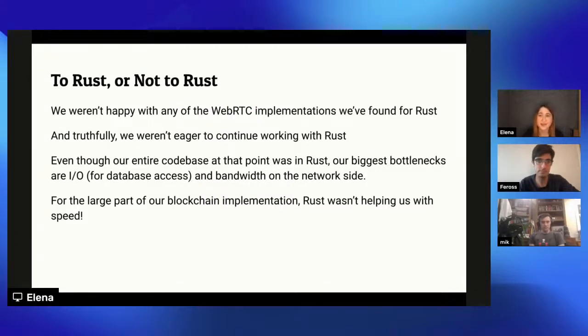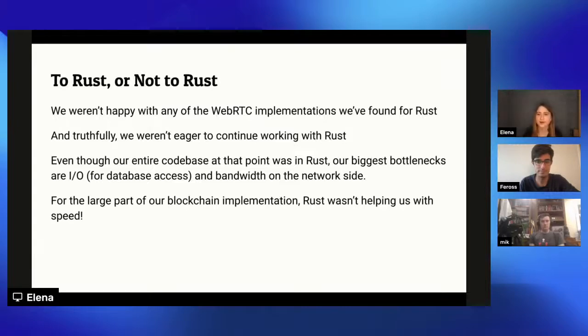Then we had to make this huge decision of whether we stick with Rust. The reason for that is we didn't find any WebRTC implementations that we were super happy with. And truthfully, none of us were super eager to continue working with Rust. Then we had this philosophical moment of asking what Rust was actually gaining us. What was it giving us?